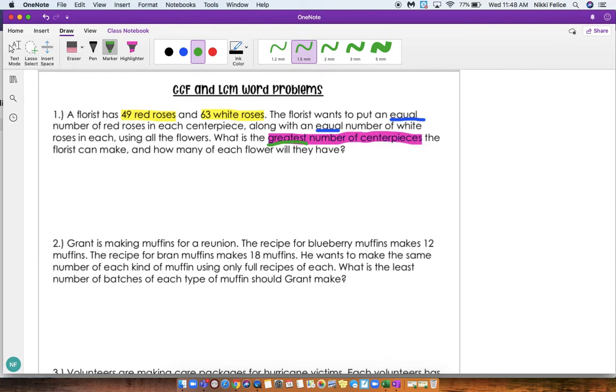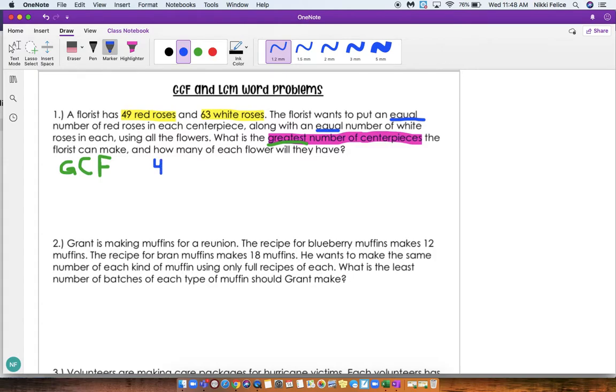Greatest is in the phrase greatest common factor. GCF. Greatest or largest is another keyword that we could have used. Largest, greatest, that means we want greatest common factor. So I need to figure out the greatest common factor between 49 and 63.